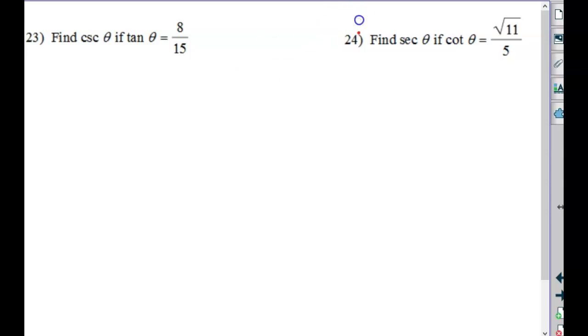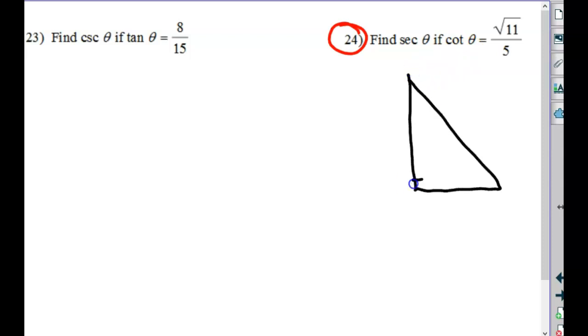Like number 24 right here, that's a hot mess. Are secant and cotangent related at all? So how can we deal with that? Draw ourselves a little triangle, put theta wherever you want at one of the acute angles, yes? You could find the hypotenuse by squaring 11 and squaring 5 and... Why? Explain to me why that works. Yes, these are opposite and adjacent.